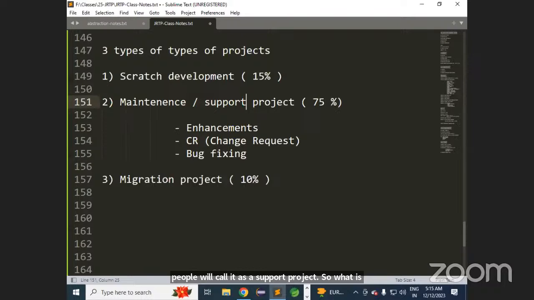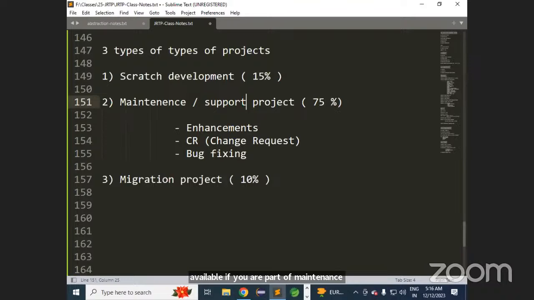So what is the meaning of maintenance project? The project is already developed, and we are making some changes to the existing application. What type of work will be there in a maintenance project? Enhancement, change request, bug fixing. What is enhancement? Adding new functionality to the existing project is called enhancement. What is a change request? The functionality is already available, the client wants to change it, then we need to make changes in the existing functionality. What is bug fixing? Identify where the problem is and fix that problem. So these three types of work will be available if you are part of a maintenance project.